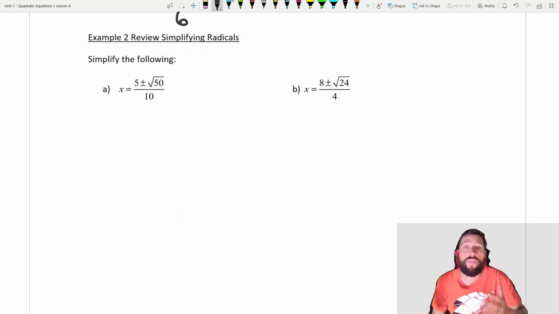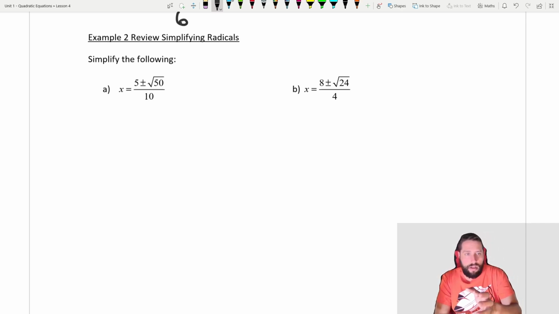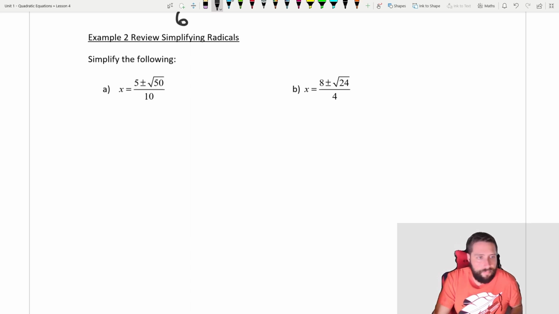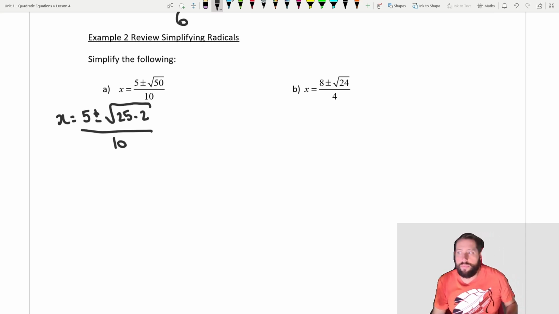Example 2 is a review of simplifying radicals. Okay, so we're going to simplify the following. We have x is equal to 50 plus or minus the root of 50 over 10. So let's split apart the square root of 50. Okay, so we have x is equal to 5 plus or minus the root of, well, that's 25 times 2, all over 10. Okay, so we can now split that up.